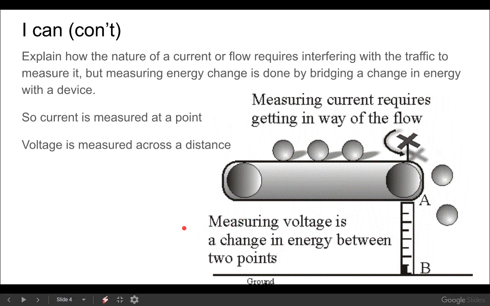You need to be able to explain how the nature of a current or flow requires interfering with the traffic to measure it, but measuring energy change is done by bridging a change in energy with a device. And the example is this: if you want to count people going down a conveyor belt, you must put the counting device in the traffic. And many of these turnstiles have the habit of stopping old people who aren't strong enough to push them. But if you want to measure a change in elevation, a ruler must span the difference. And that's why tape measures were invented, because sometimes the height difference is so long, you need a step ladder. So you can measure flow at a point, but voltage has to be measured between two points.